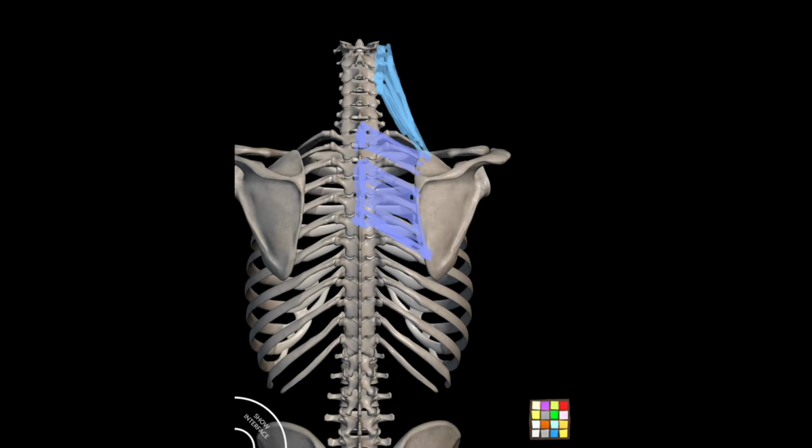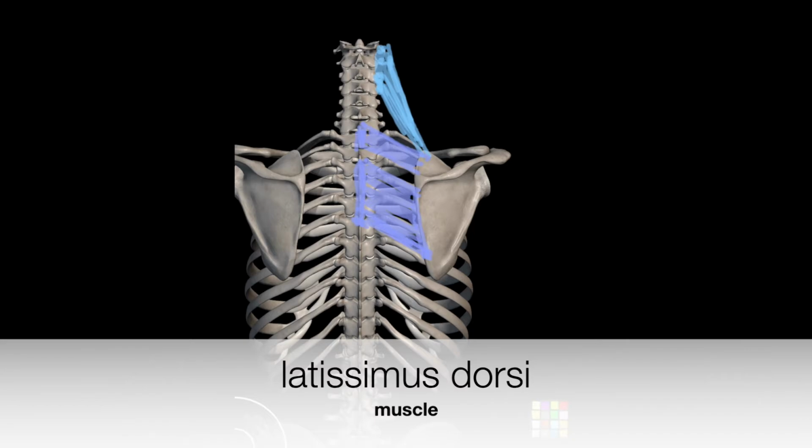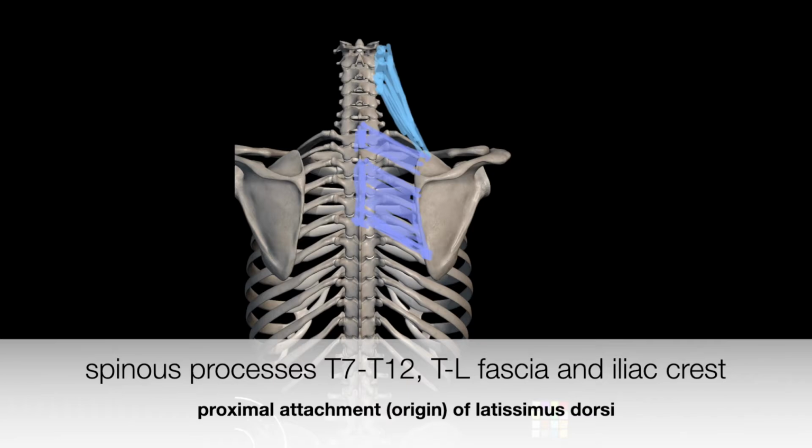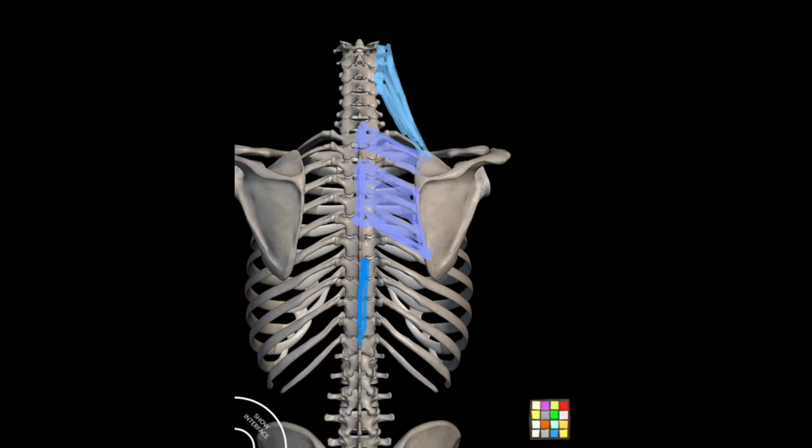Next is the latissimus dorsi. Latissimus means broadest and dorsi means back, so the broadest muscle of the back. This is indeed a huge muscle. Its origin or proximal attachment is from the 7th to 12th thoracic vertebrae spinous processes, and then to the thoracolumbar fascia, which is an aponeurosis between the spinous processes of the lower lumbar vertebrae and the iliac crest, and then from the iliac crest itself, and also some attachment to the lower few ribs.